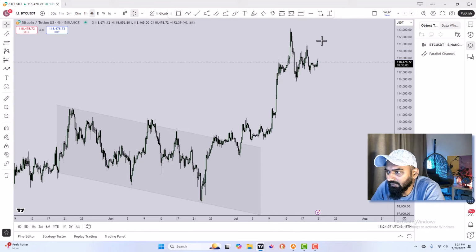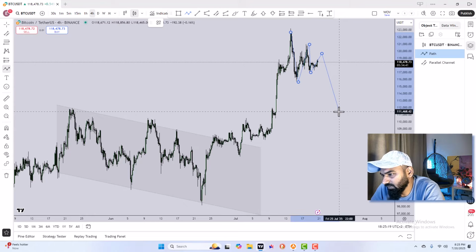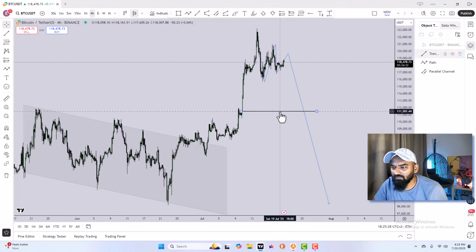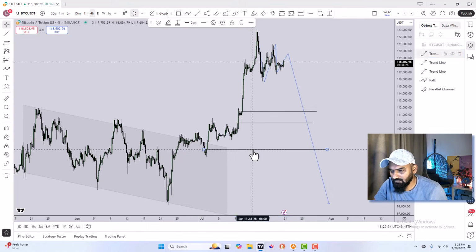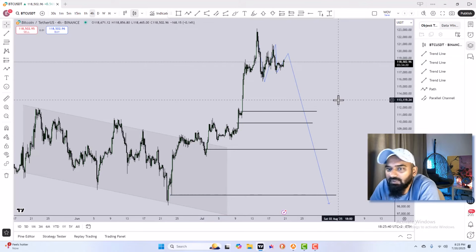So my weekly outlook is, since price gave this break of structure, went up, did some sort of mitigation here, came back down, given another break of structure, maybe from here to here, here, and then ultimate target. This is what I am looking for. I am pretty bearish in BTC.